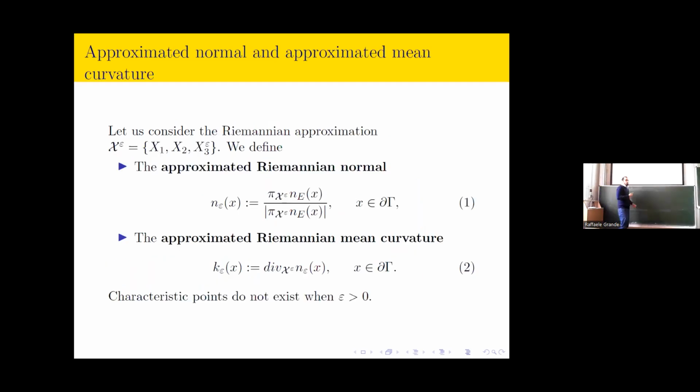To avoid this problem, what do we do? We introduce this third vector field. I wrote it for the Heisenberg group, but it's possible to extend it, of course, with m vector fields and n minus m vector fields approximating, which depend on epsilon. So we can extend the definition of horizontal normal to an approximated Riemannian normal, and we can extend the definition of horizontal mean curvature to an approximated Riemannian mean curvature. In this setting, the only remark that I have to make is that characteristic points do not exist.